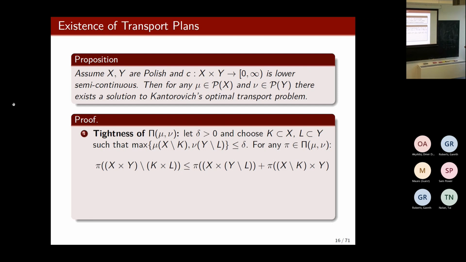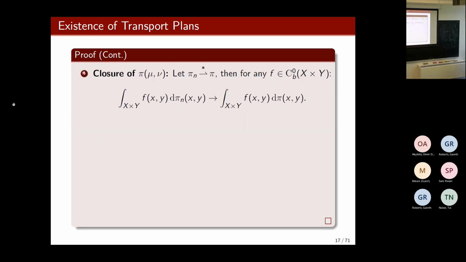But once I have this bound, this is just going to be equal to the second marginal of pi, and this is going to be equal to the first marginal of pi, because I'm integrating out x, integrating out y. So this is just nu of y outside L, and this is mu of x outside K. Both of these are bounded by delta, so everything's less than 2 delta. This means now that my set is tight.